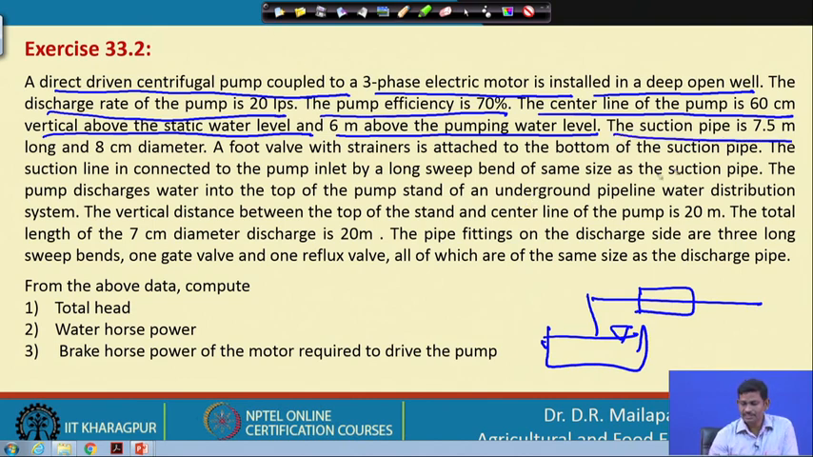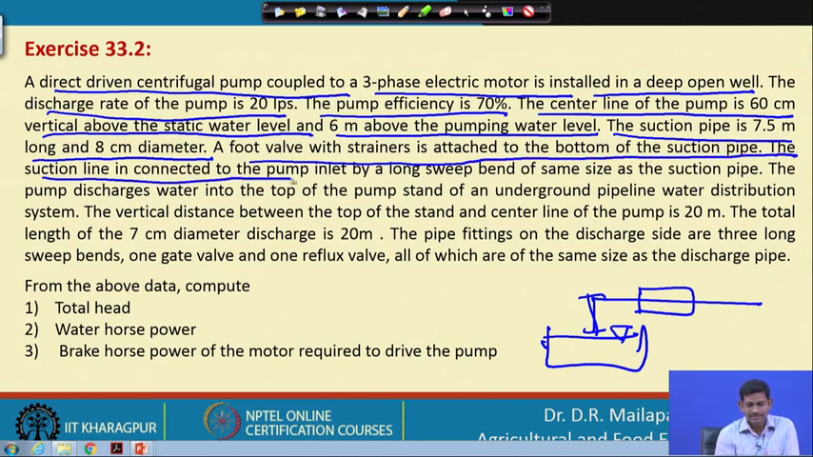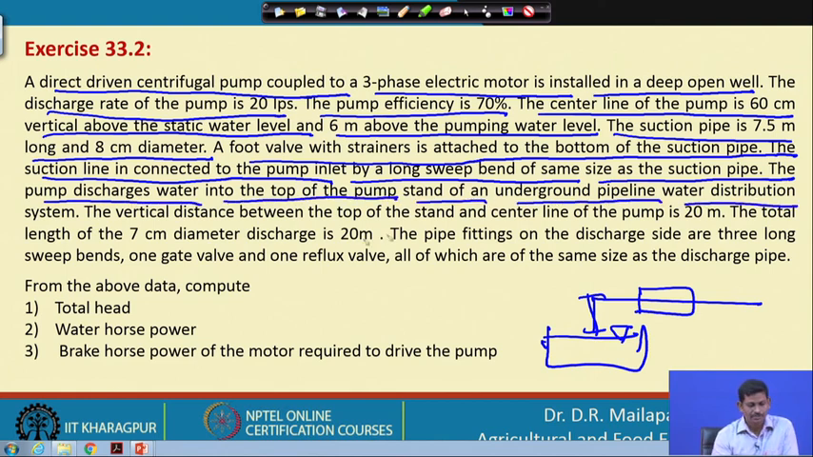Then the suction pipe is 7.5 meter long and 8 centimeter in diameter. A foot valve with strainer is attached to the bottom of the suction pipe. The suction line is connected to the pump inlet by a long sweep bend, the same size as the suction pipe. The pump discharges water into the top of the pump stand in an underground pipeline water distribution system. The vertical distance between the top of the stand and the center line of the pump is 20 meter.